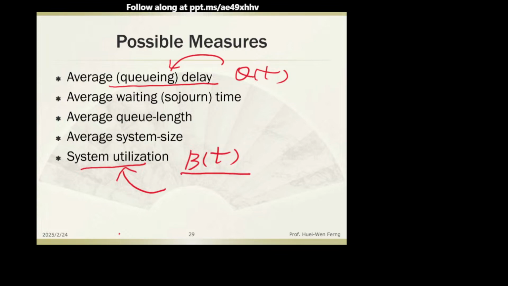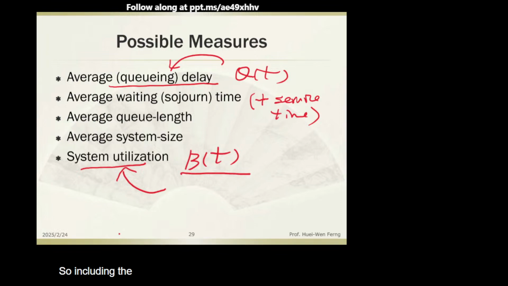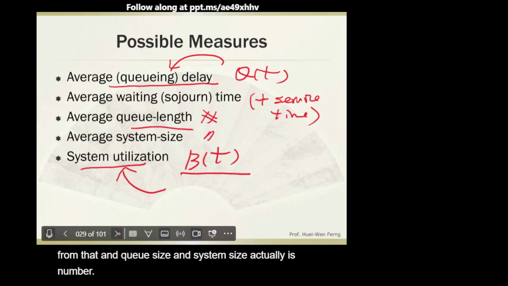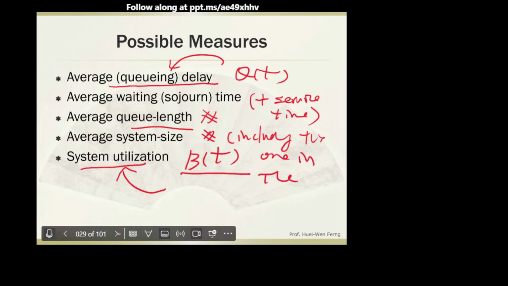Waiting time including the time in the server. So this one includes service time. So including the service time. Of course this one is different from that. And queue size and system size are actually numbers. And the same, this one includes the one in the server.